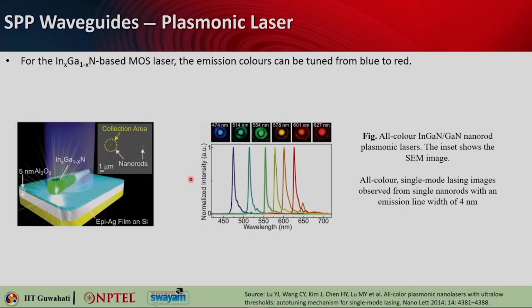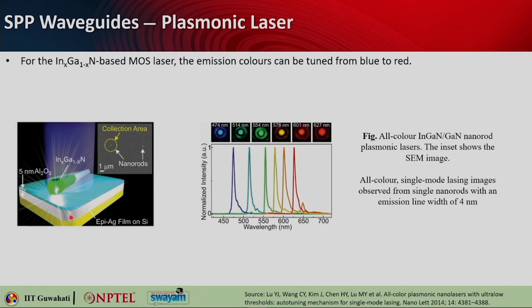Now, here is another plasmonic laser. It is an indium gallium nitride based plasmonic laser in a MOS, metal oxide semiconductor, configuration. As you can see here, this white shiny piece is silver film on silicon. This yellow one is silicon, and then you have a 5 nanometer spacer which is aluminum oxide, alumina Al2O3. On top of that, you have the semiconductor nanowire, or nanorod.